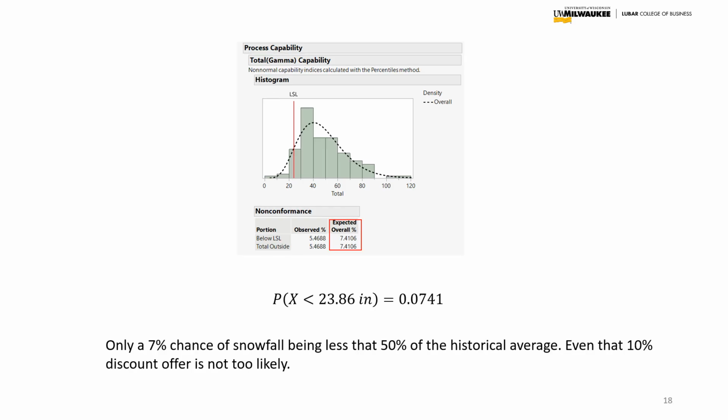What about the probability of getting a 10% discount? Remember, that would be if the snow total is less than 50% of the historic average. We find that probability to be 0.0741. It does happen, but it's not a very likely scenario.